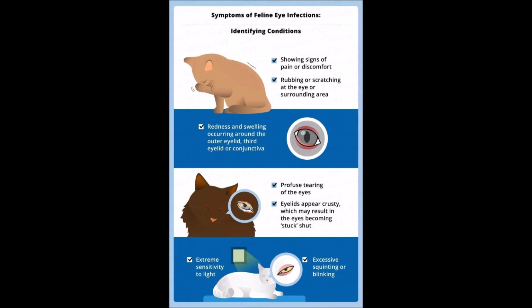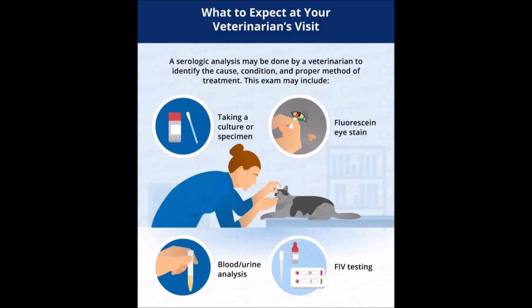Symptoms of feline eye infections. Pain or discomfort, rubbing, scratching, or squinting. Redness and swelling, affecting eyelids, conjunctiva, or third eyelid. Discharge, watery eyes, crusty buildup, or pus. Light sensitivity, excessive blinking or avoiding bright light. Stuck eyelids, due to dry discharge.